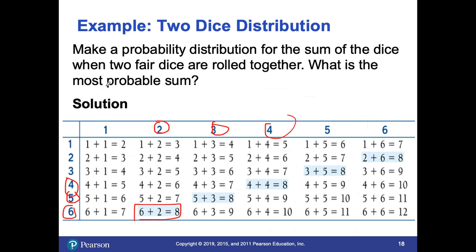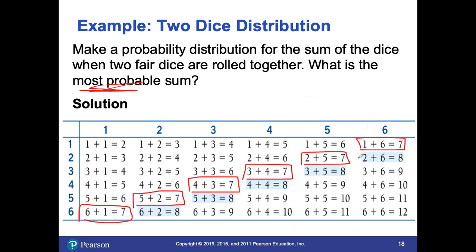But is that the most probable? That's what the question's asking. What's the most probable sum? Well, the answer is no. The most probable sum is not 8. The most probable sum actually is 7. Because if you'll notice, I have 1, 2, 3, 4, 5 scenarios where you have an 8. But if you look just above that, I have 6 possible outcomes that add up to 7. And actually, that would be the most probable sum. The most probable sum is 7.